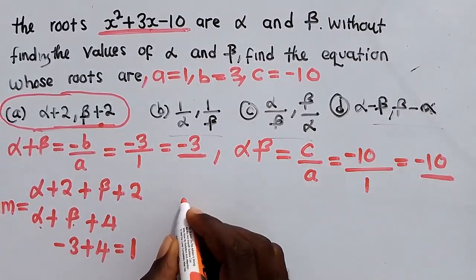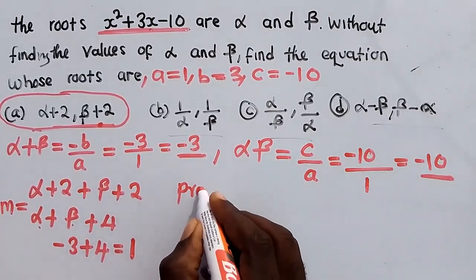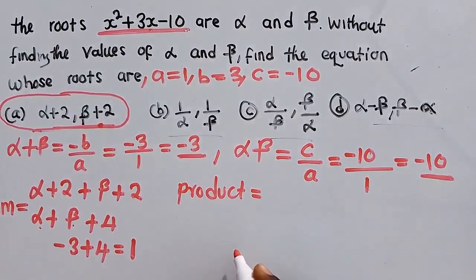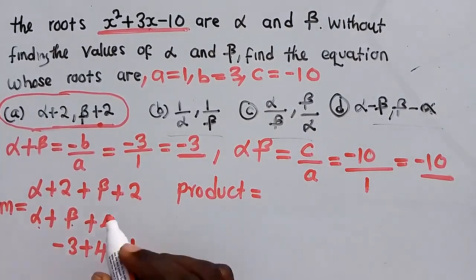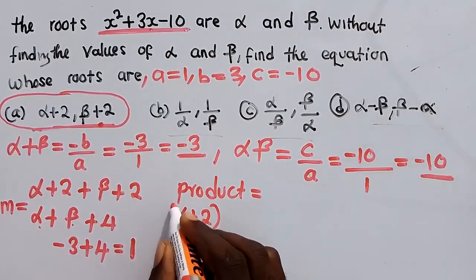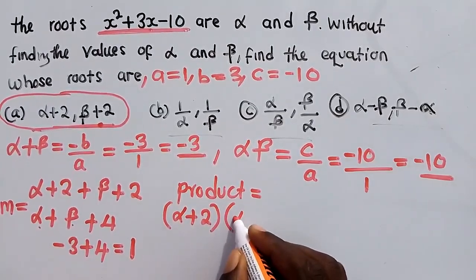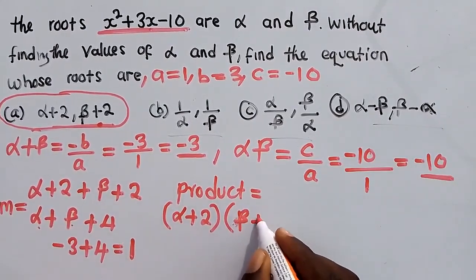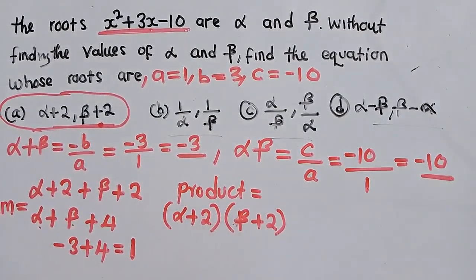Then we find the product of the roots. We find the product now. So how do we find the product? We multiply these two. So I'm going to say alpha plus 2, then I multiply them with beta plus 2. This is what I'm going to do.